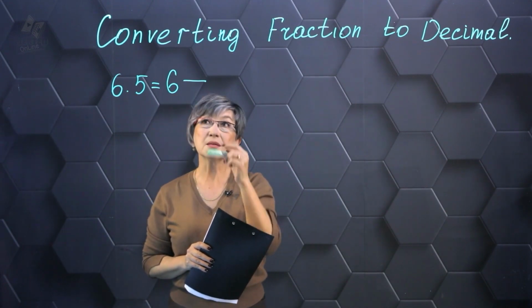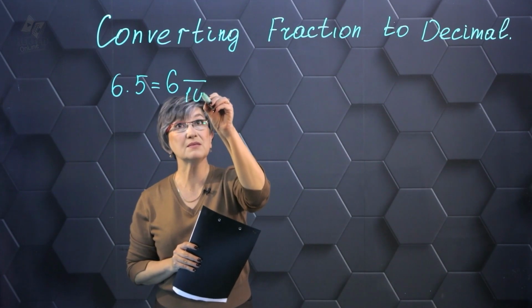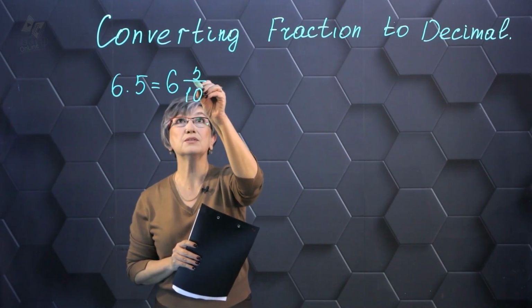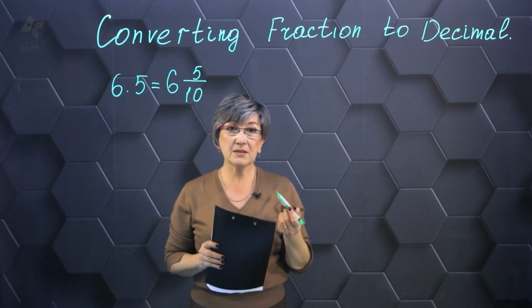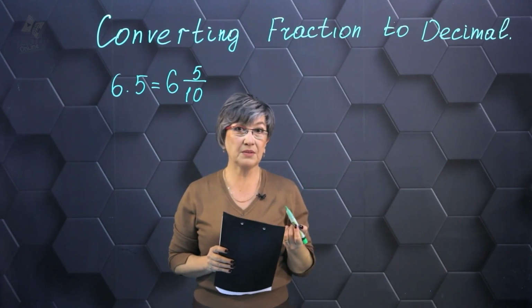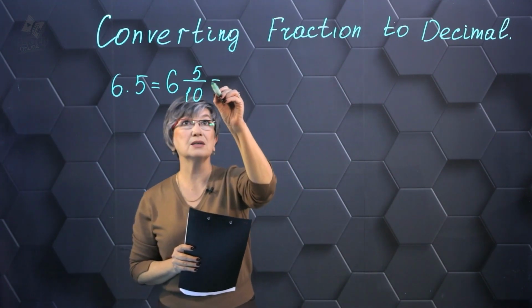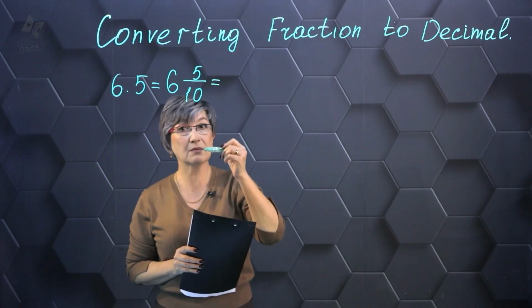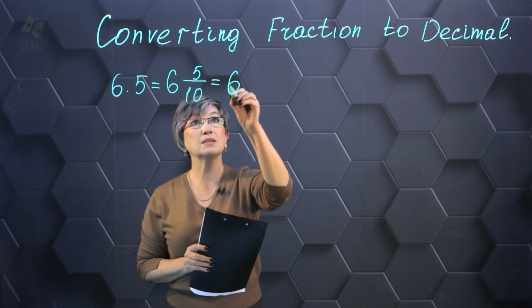So the denominator would be 10 and the numerator is 5. That's 6.5. That's a mixed fraction, but it can be reduced. That is, the fractional part can be reduced. The result is 6 and 1/2.